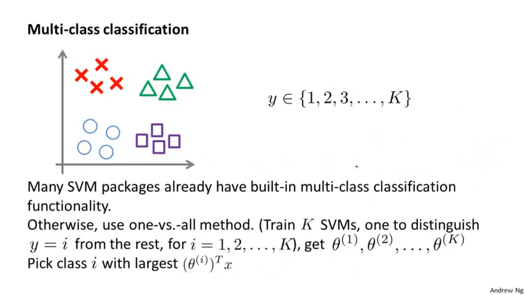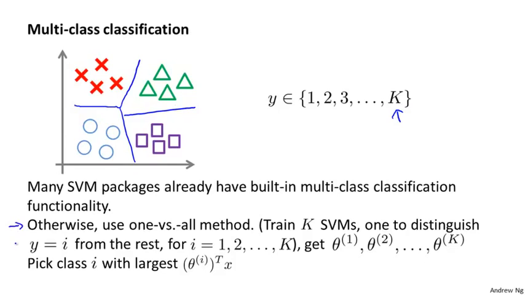So, just two last details I want to talk about in this video. One is multi-class classification. So if you have 4 classes, or more generally K classes, how do you get an SVM to output some appropriate decision boundary between your multiple classes? Many SVM packages already have built-in multi-class classification functionality. So if you're using a package like that, you just use that built-in functionality, and that should work fine.